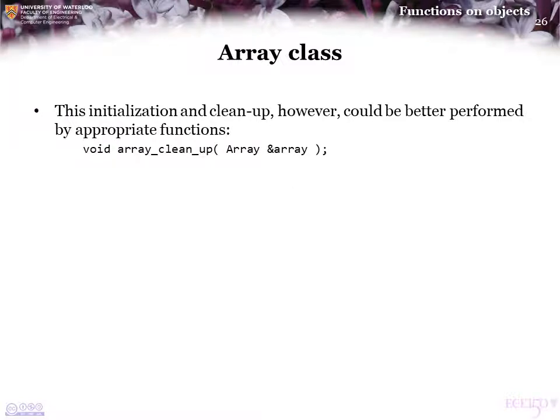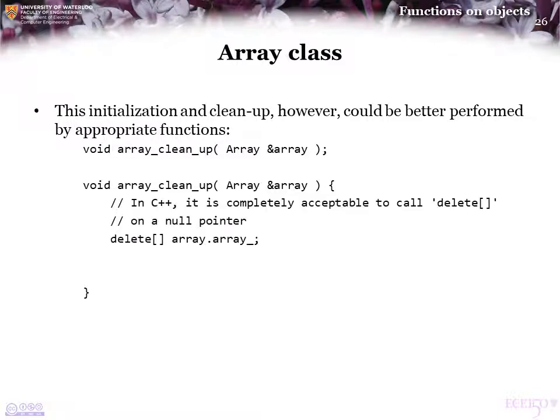We could also have a separate function that does the cleanup. So the cleanup function would deallocate the memory for the array. And something that's nice is in C++, if you happen to call delete or delete with square brackets on a null pointer, nothing happens. It's not an error, simply nothing will be done. So in this case, we do not have to check if the array member variable was set to null pointer.